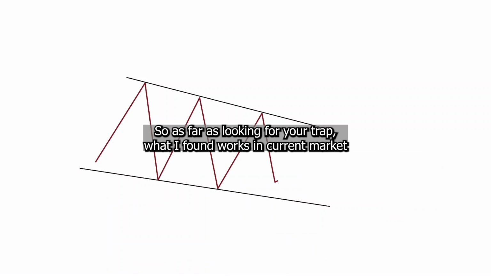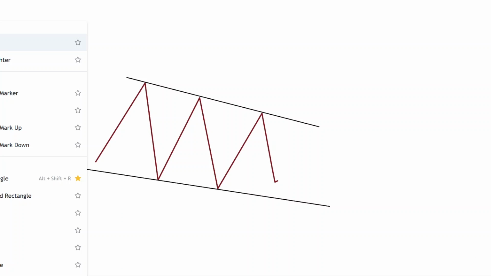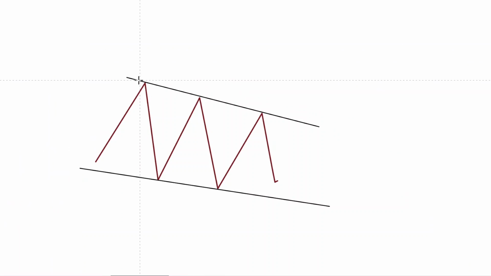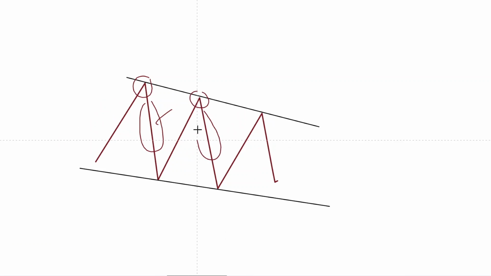As far as looking for your trap, what I found works in current market conditions is you wouldn't confirm your fake trend until you have 3 taps. So you need a tap and a significant pullback. The significant pullback is really important. So you need a tap, significant pullback. Now you need a tap and a significant pullback.